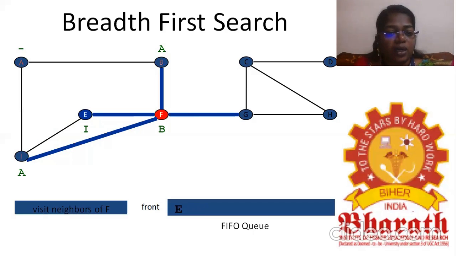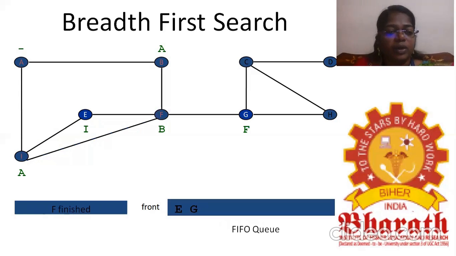And what is the next node? The next one is G. G is also a neighbor of F. So what do we have to do? We have to discover the node G and NQ it inside the FIFO queue. Now F is completed, that is, F is finished, and we have to check the FIFO queue to see what node is at the front. So here node E is at the front.